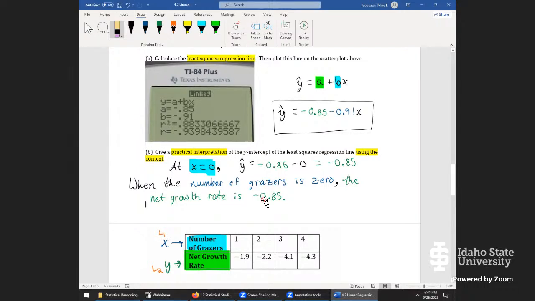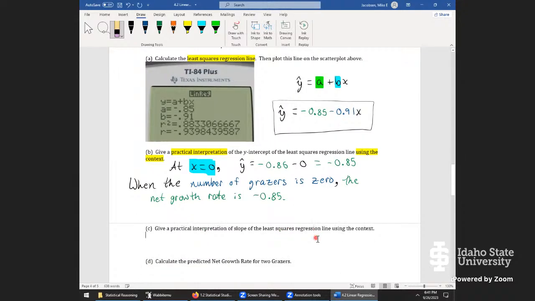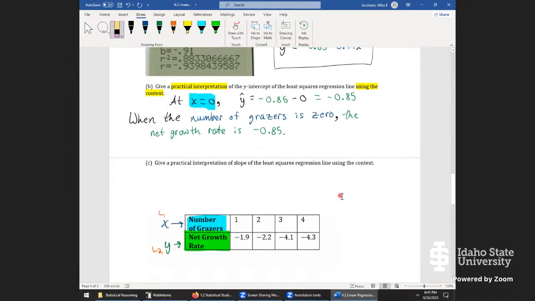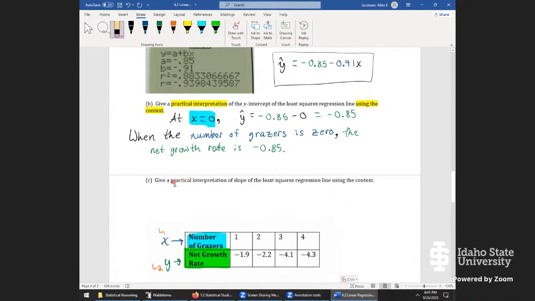And now we're going to do another interpretation, this time for the slope, the negative 0.91. Any comments at the moment before we change gears to the next part? Okay, so let's go to that slope next. We want another practical interpretation. This time it'll be for the slope. And we have to use the context once again.